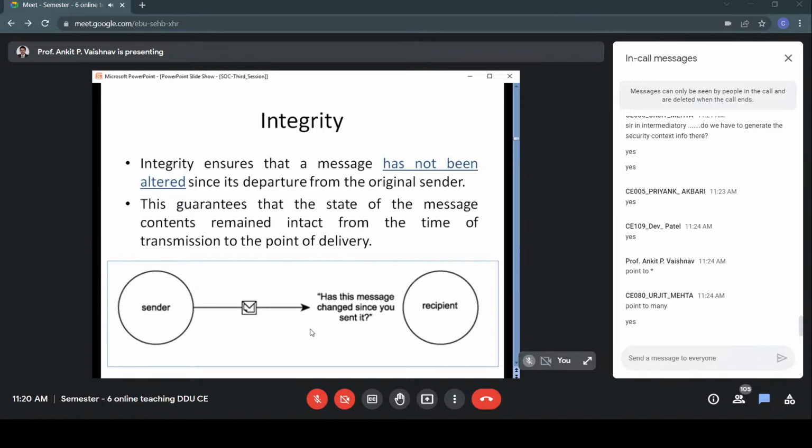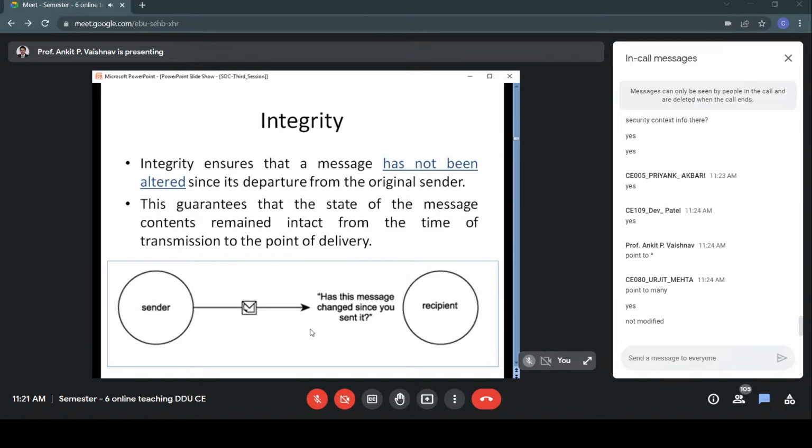Try to understand the difference by looking at the example. Has this message changed since you sent it? So we don't mind if someone has looked at it, but what we mind over here, or what we can't tolerate, is that it is modified. Changes have not been done, right? So this is another level, right? Message can be open for reading, but we want to make sure that it is not modified. Okay. So let us look at the definition. Integrity ensures that a message has not been altered since its departure from the original sender.